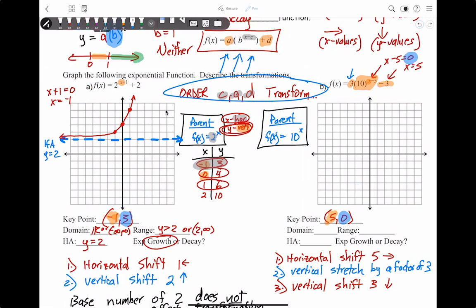So we're going to make a quick little table. All right, and our table is going to start with 5, and then we go 6, 7, 8, just a handful of points. You're going to jump by integers just like before.